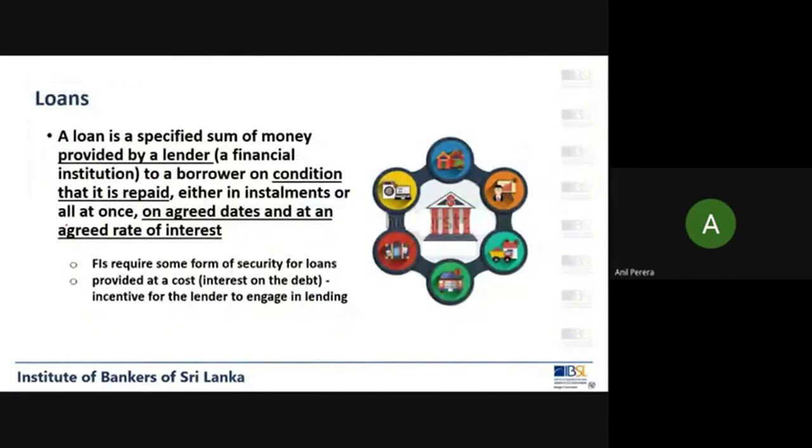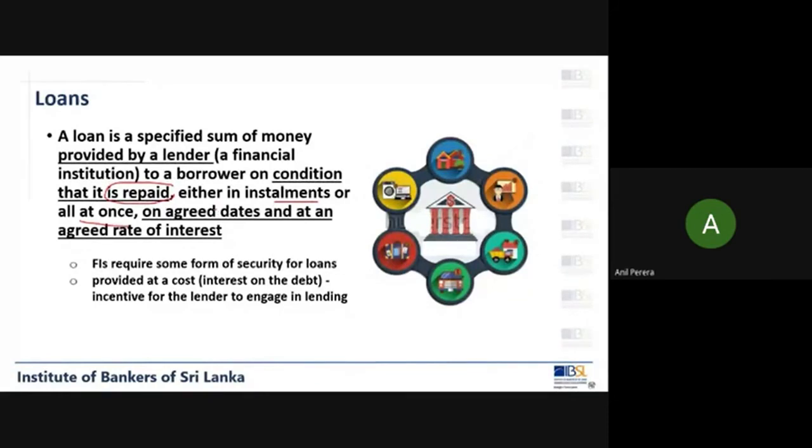The other traditional instrument compared to deposits is loans. I think you're also aware of these loans. Here we have defined a loan. It's a specified sum of money provided by a lender, typically a financial institution, to a borrower on the condition that it is repaid either in installments or in advance at agreed dates and an agreed rate of interest.